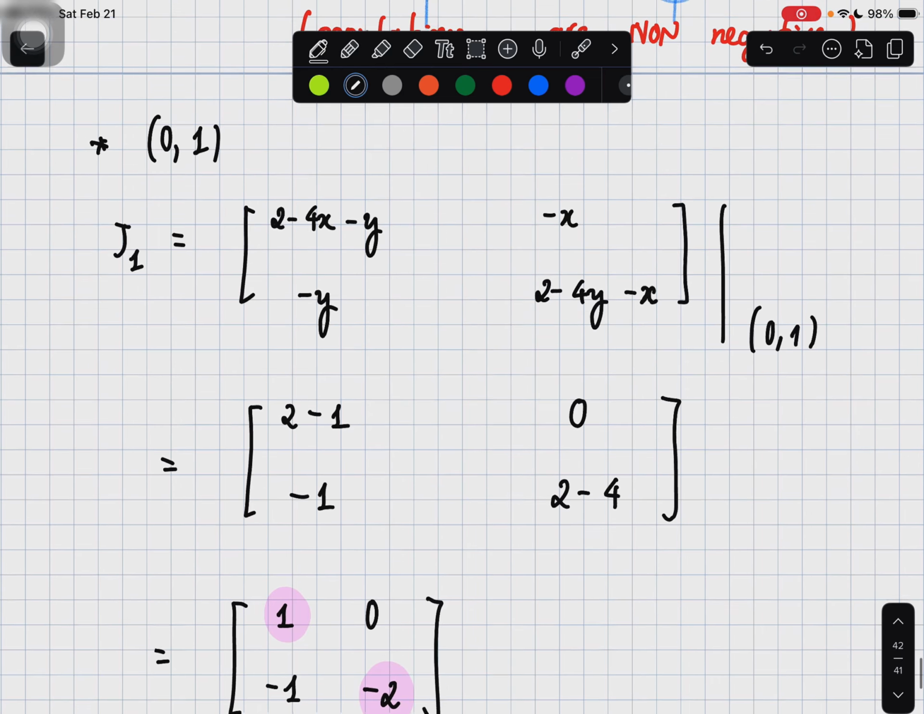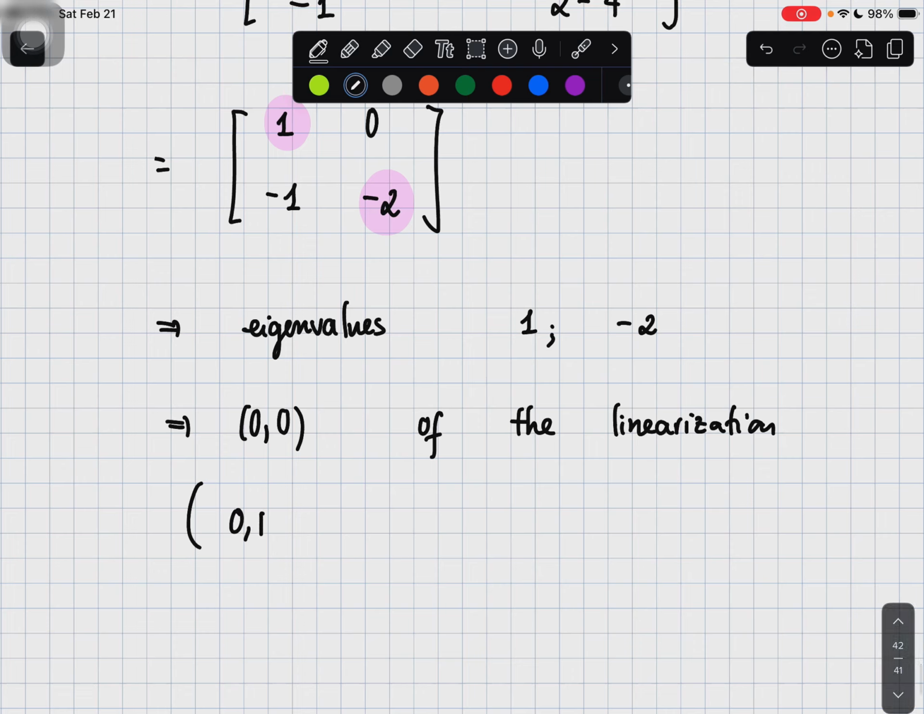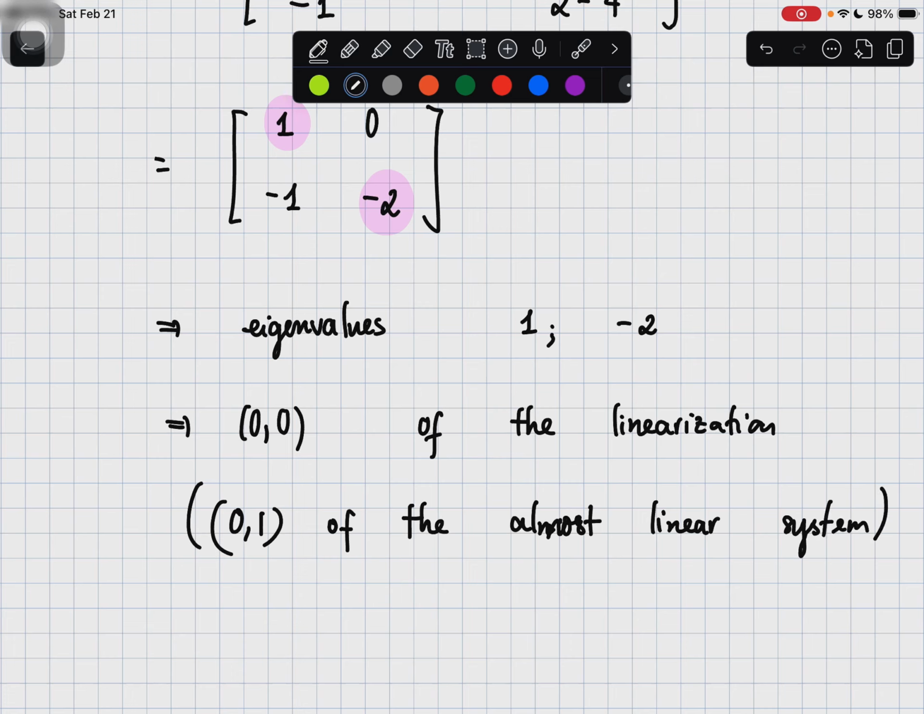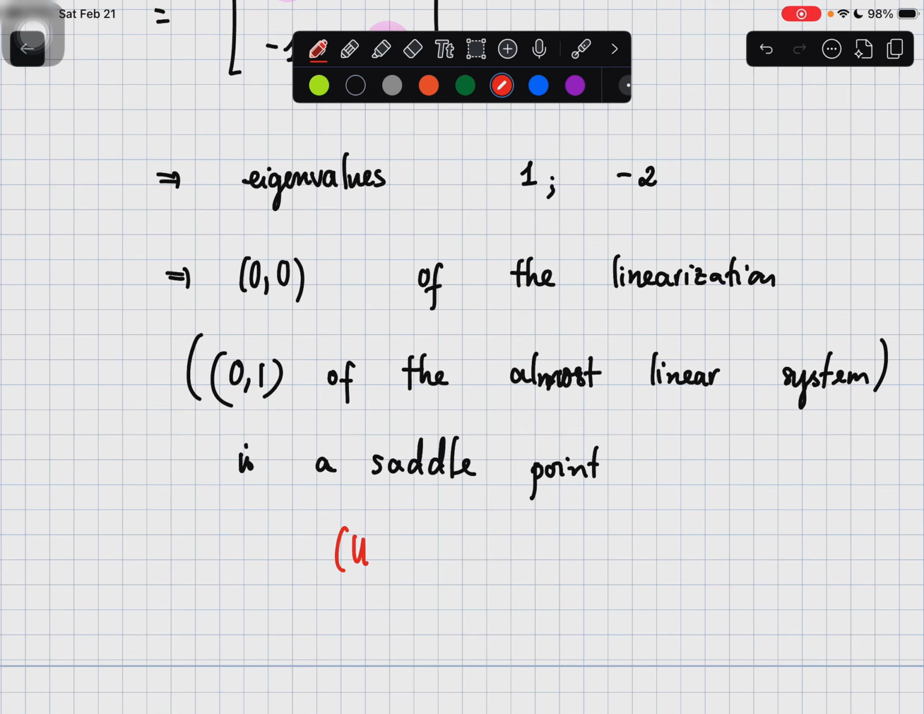And in our case, (0, 1) of the almost linear system is a saddle point. So it is unstable. Globally, we know that eventually the population will leave this critical point. Right? It will not stay here. It is unstable.